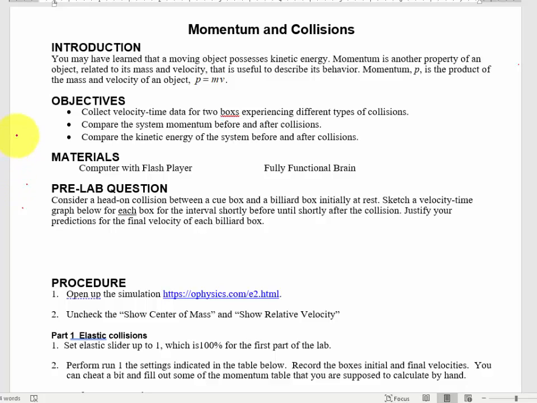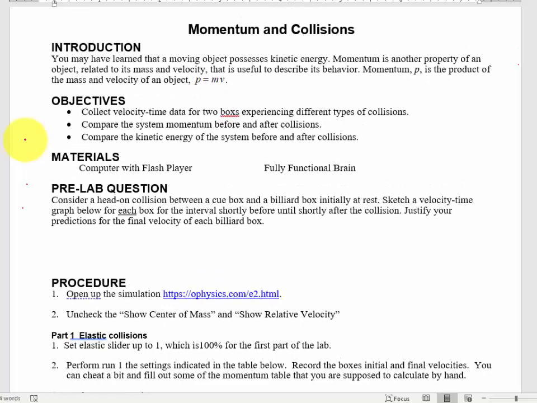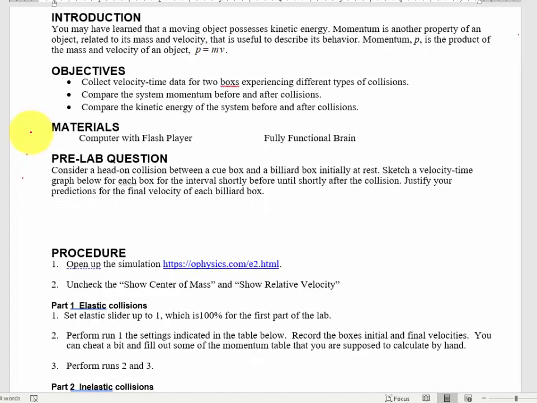Alright, this is the introduction for the momentum and collision lab, and what we know is that for all collisions, momentum is conserved in the absence of external forces. For elastic collisions, both momentum and energy are conserved, and in inelastic collisions, only momentum is conserved, and energy is not a conserved quantity, and that's what this lab is going to show you.